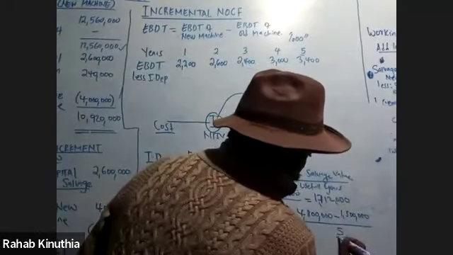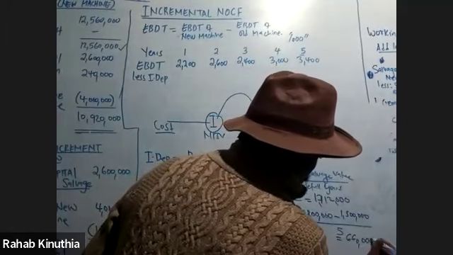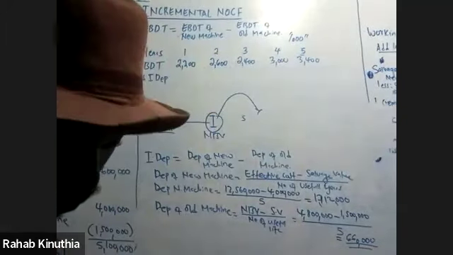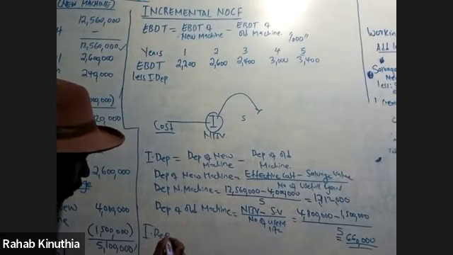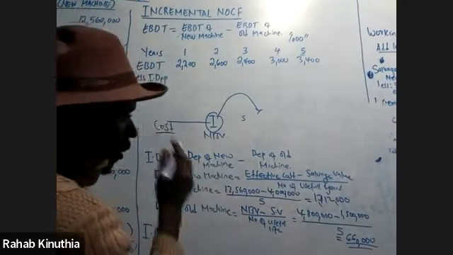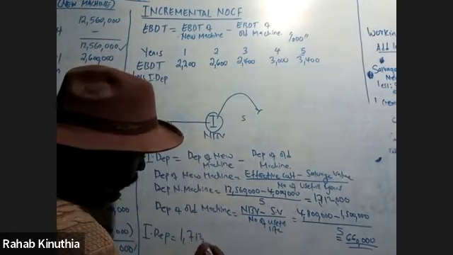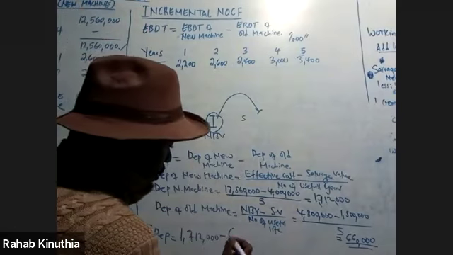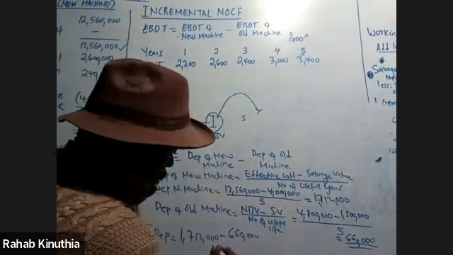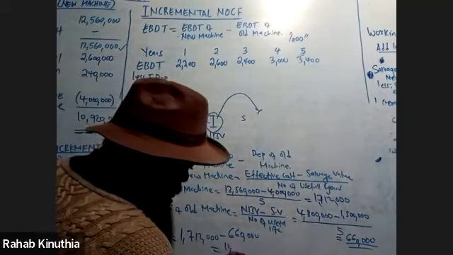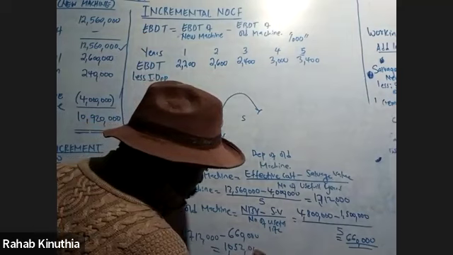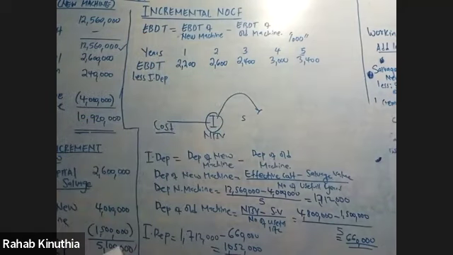660,000. This one is 660,000. So depreciation of old machine. Now let's find the incremental depreciation. So we have said depreciation of new machine, which is 712,000 minus 660,000. How much is that? 1052,000. And because it's straight line, the depreciation will be the same from year to year.